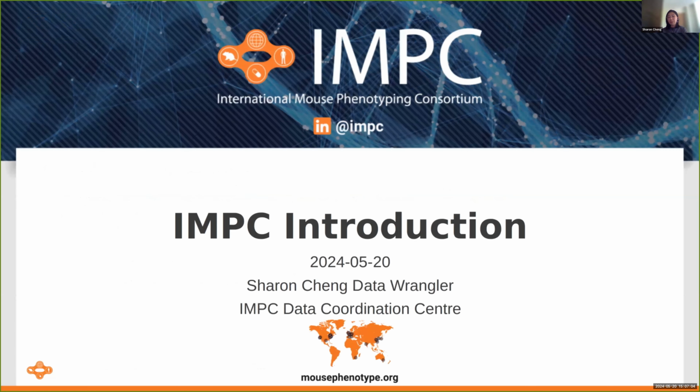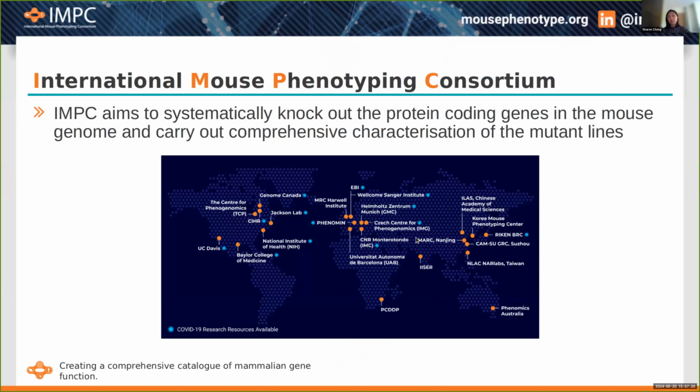Now that's done, we will move on to the first talk on the IMPC introduction. IMPC has been funded since 2011, so the project has been running over 10 years. IMPC is short for International Mouse Phenotyping Consortium. It is a project that aims to knock out the protein-coding genes in the mouse genome and comprehensively phenotype the mouse mutant lines in order to understand the function of the gene and how they could contribute to human disease. It is also a collaborative project with different participants spread around the world, with lots of centers and institutes participating in different parts of the project.